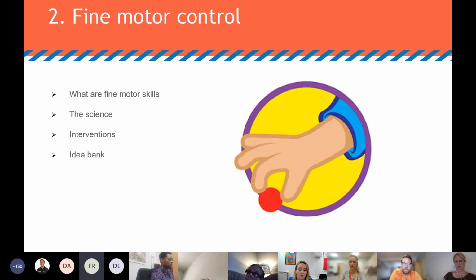We'll talk through interventions that can be put in place, such as Fizzy for fine motor control. We have all the assessments and the programs, so we would be able to give you that information to implement in your schools. And then we would give you idea banks that you can use within the everyday classroom as well, because don't forget, this is all about implementing therapeutic provision, not only taking children out of the class, but also implementing it inside the class as well.